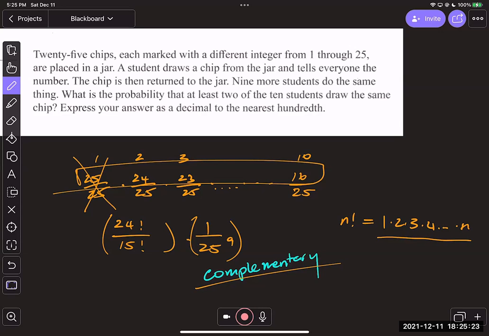Either this happens or it doesn't, right? So that's the situation here. So in order to find the probability that this does not happen, that's just going to be 1 minus this probability. Does that make sense? Yeah. So our final answer is 1 minus this.